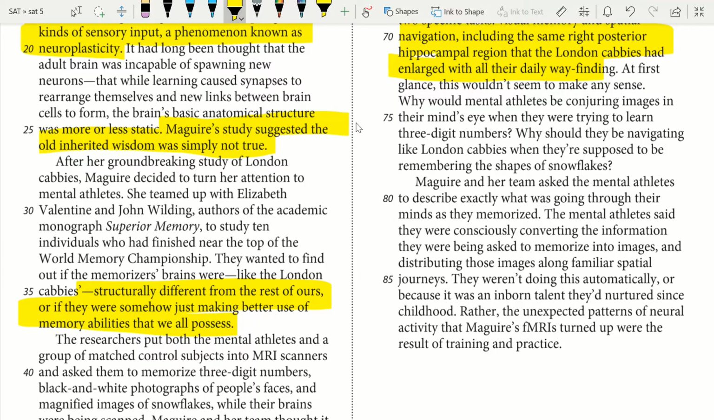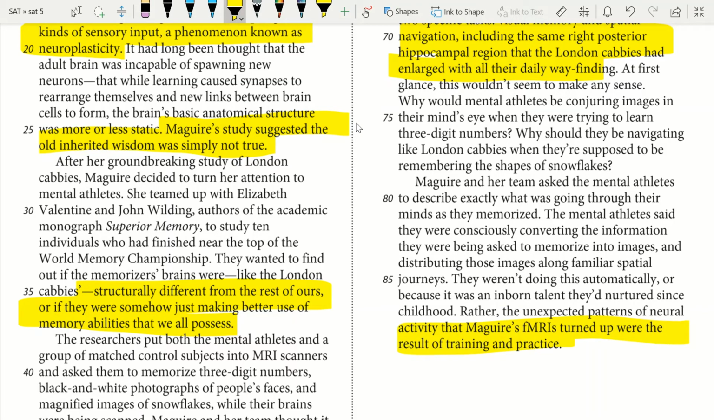The mental athletes said they were consciously converting the information they were being asked to memorize into images and distributing those images along familiar spatial journeys. They weren't doing this automatically or because it was an inborn talent they nurtured since childhood. Rather, the unexpected patterns of neural activity that McGuire's fMRIs turned up were the result of training and practice.